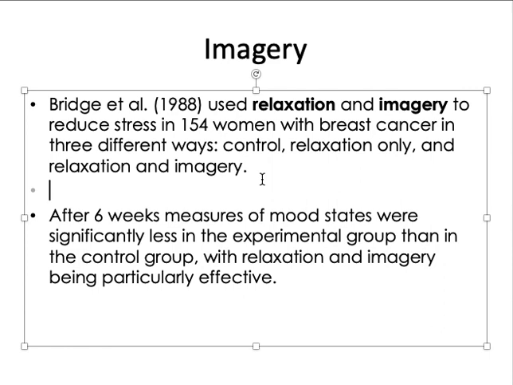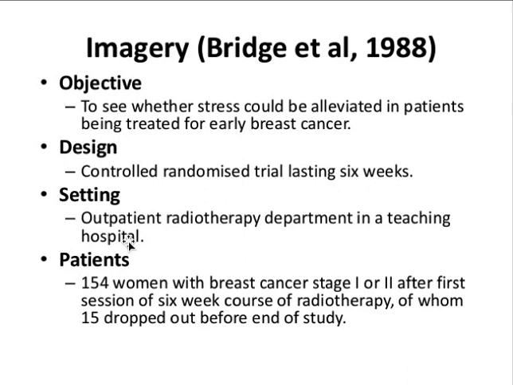Okay. After 6 weeks, so this study was done in 6 weeks, measures of mood states were significantly less in the experimental group, which is this one, than in the control group, with relaxation imagery being particularly effective. So this is the main result. Okay. Now, what was the study about? Okay, to see whether stress could be alleviated in patients being treated for early breast cancer. It's a controlled randomized trial lasting 6 weeks. It's a natural study, outpatient radiotherapy department at teaching hospital.